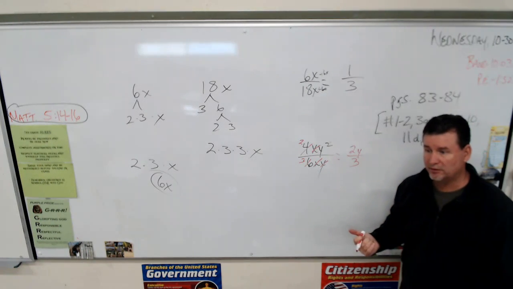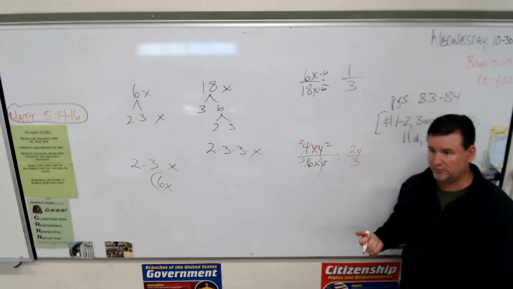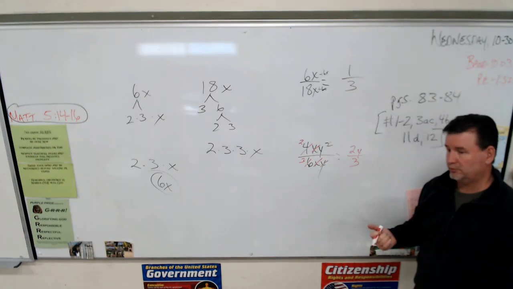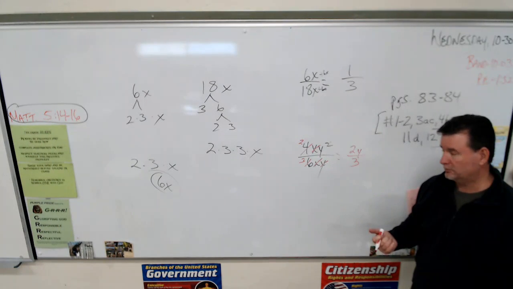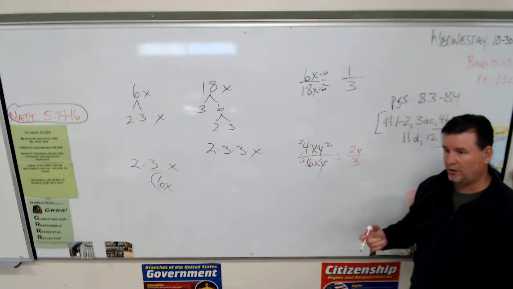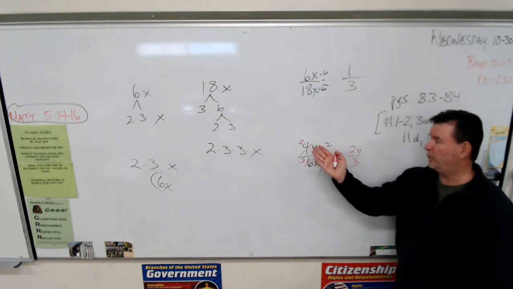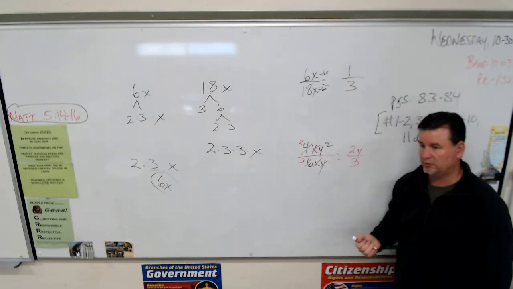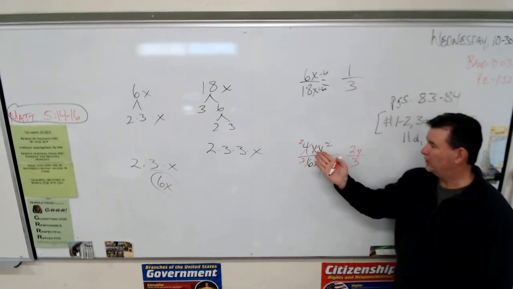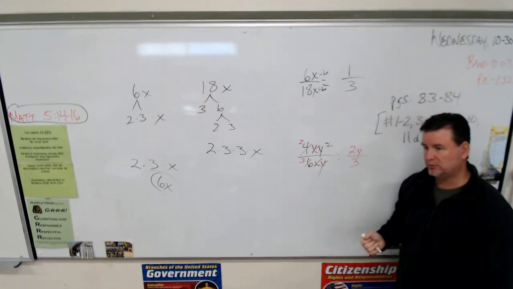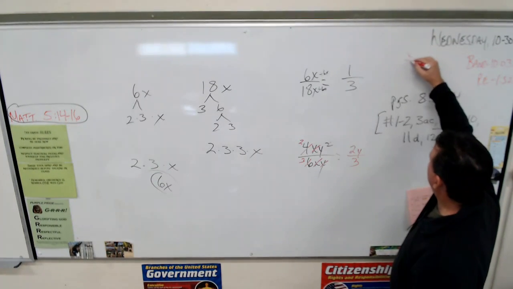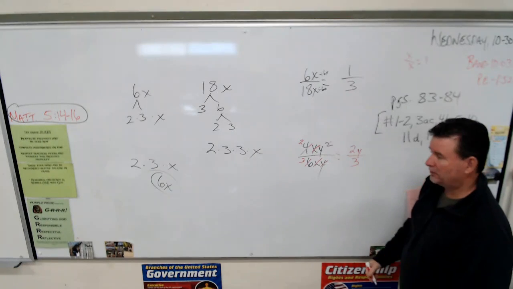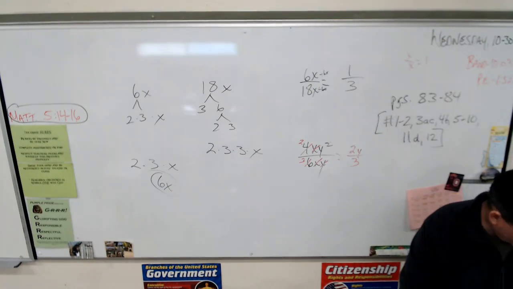Yes? Wouldn't you do 2 times 4 and 2 times x... Would 4 over 6 be 2/3? Yeah. Would x over x be 1? Anything divided by itself is 1. Oh, never mind. Yeah, I know. Okay.